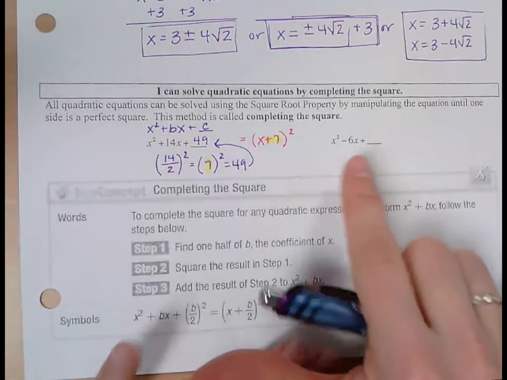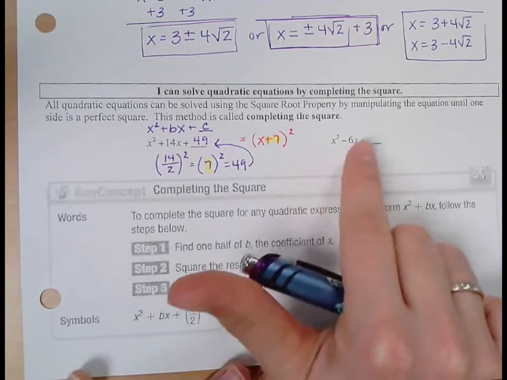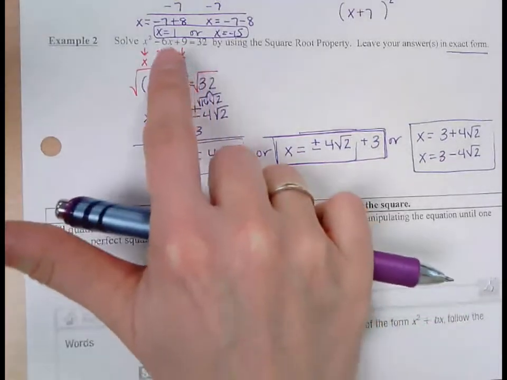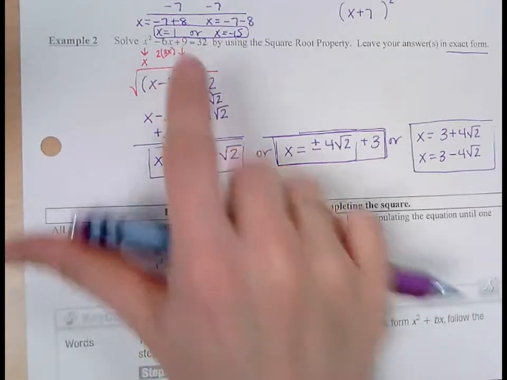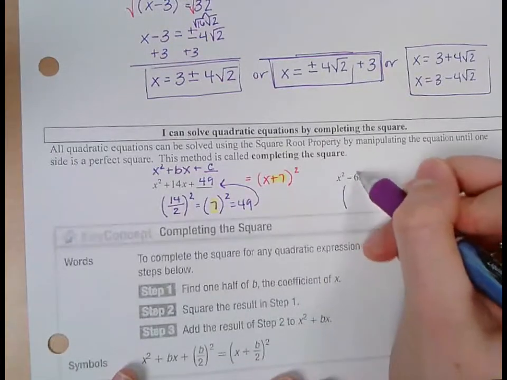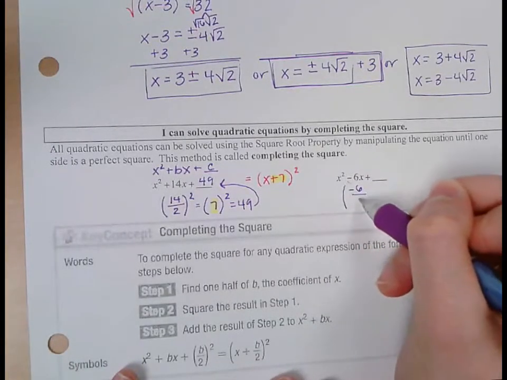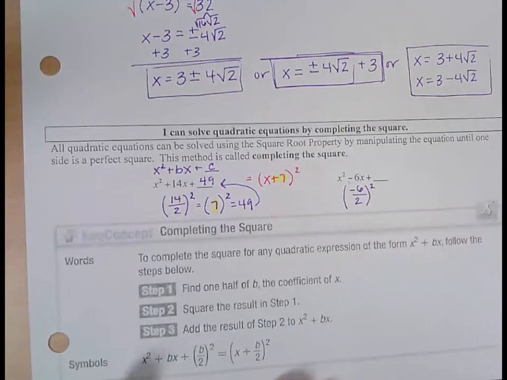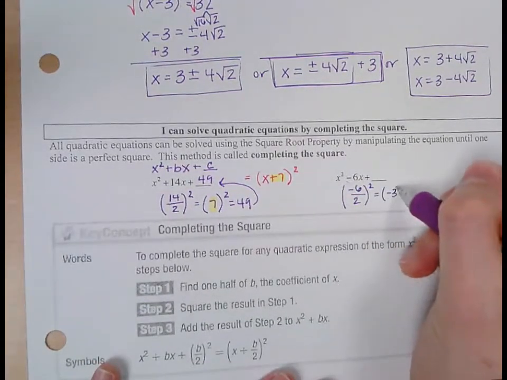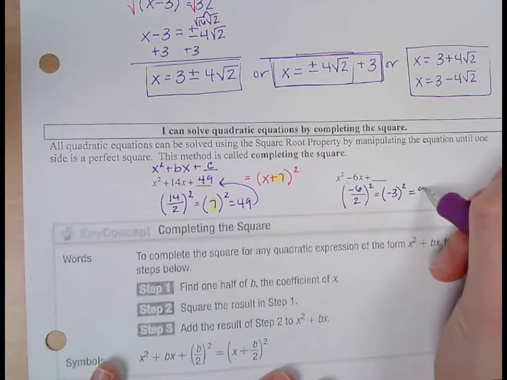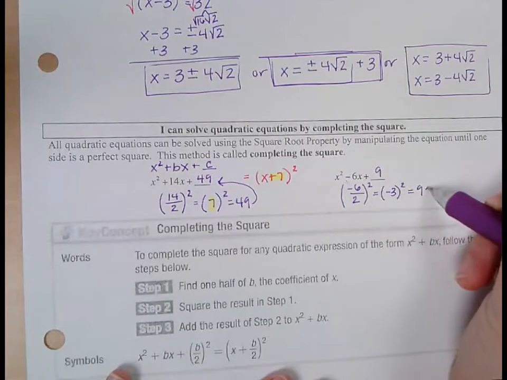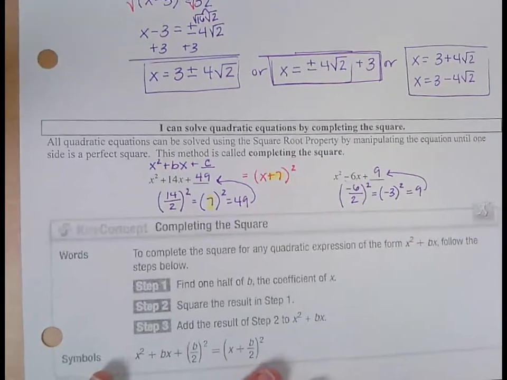So if we look at the next one as well, this is from example 2, x squared minus 6x. So we know if we look at example 2, it should be 9, but I'm going to show you why it's 9. If you take your b value of negative 6 divided by 2 and then square it, negative 6 divided by 2 is negative 3, and negative 3 squared is positive 9. So that's why the c value is positive 9 in the perfect square trinomial.